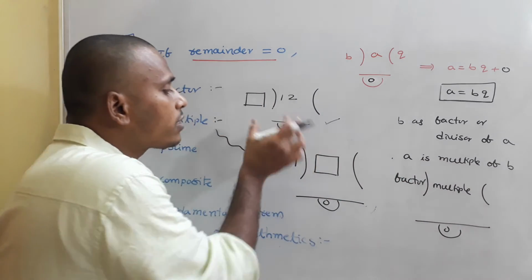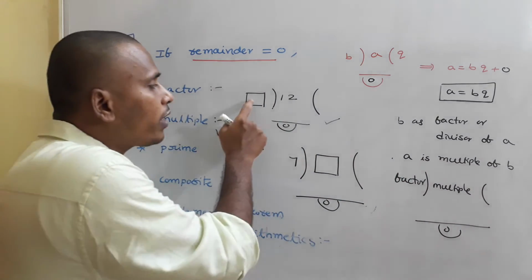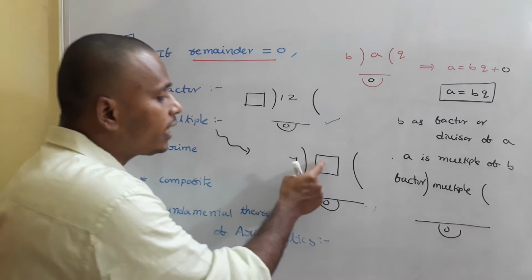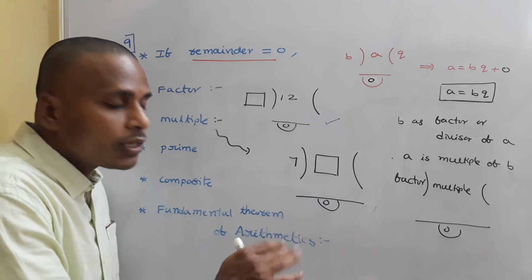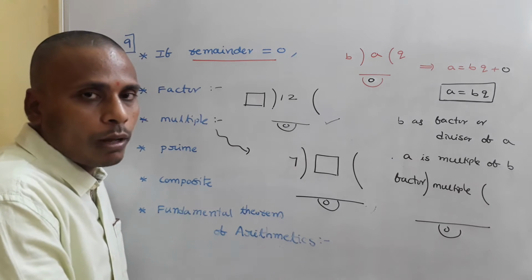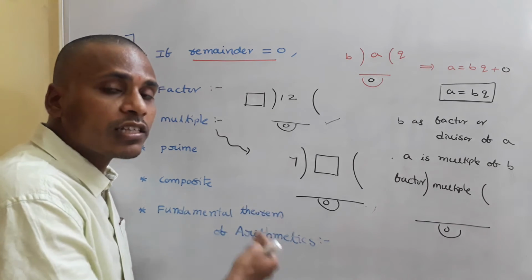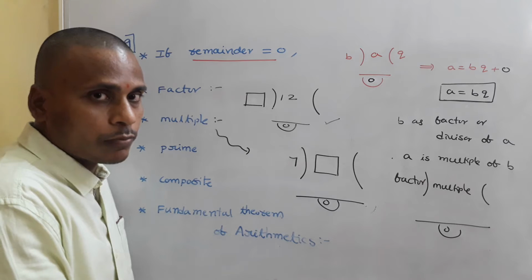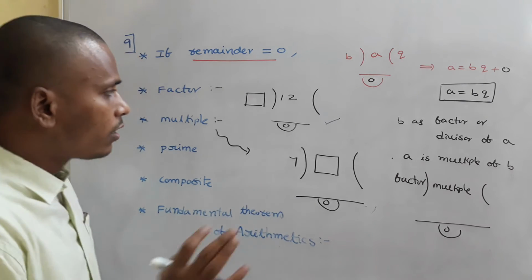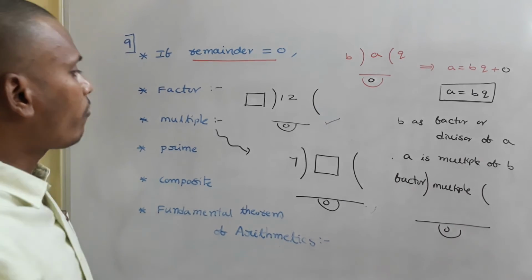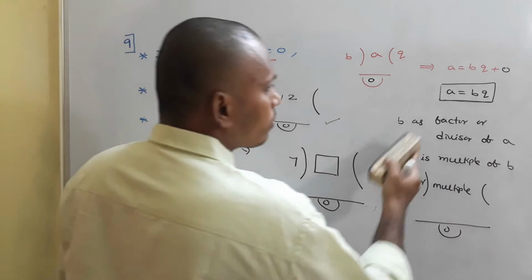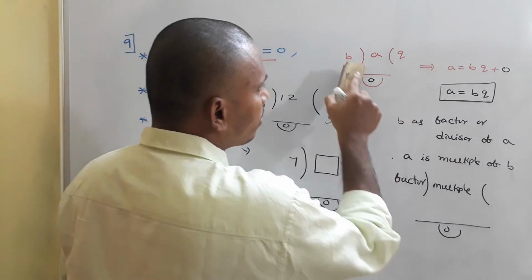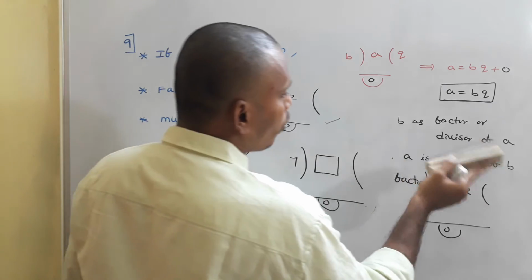This is the position of multiple, this is the position of factor. We need to memorize that particular idea. Identifying this as the position of factor and that as the position of multiple simplifies many problems, and it is very helpful in understanding the LCM and HCF concept. I will handle it in the next class. So for today, factor and multiple: if the remainder is 0, B is the factor of A and A is the multiple of B.